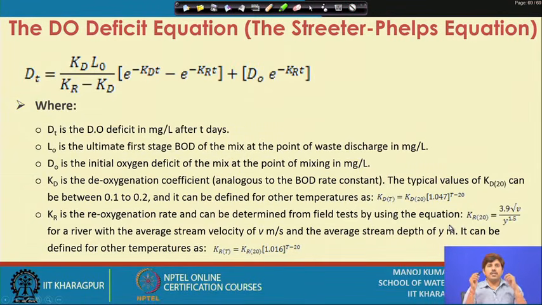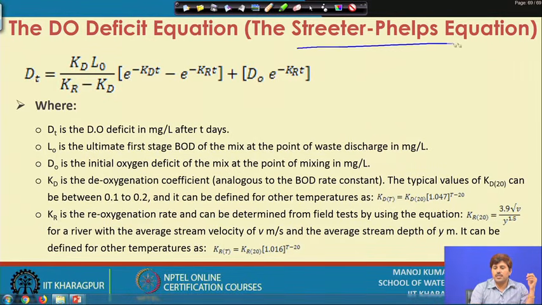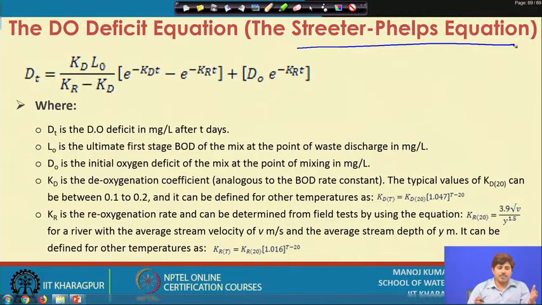Now, the DO deficit is presented through a very popular equation, which is typically known as the Streeter-Phelps equation, okay. The Streeter-Phelps equation is the one which gives us the profile of DO. So, the DO sag curve you saw earlier can be mathematically represented through this equation, which is called the DO deficit equation or the Streeter-Phelps equation.